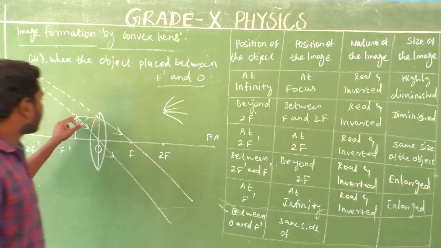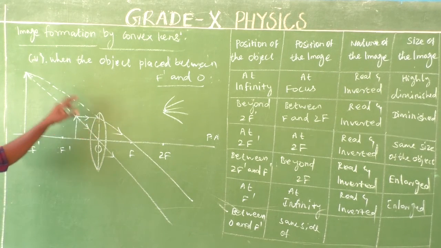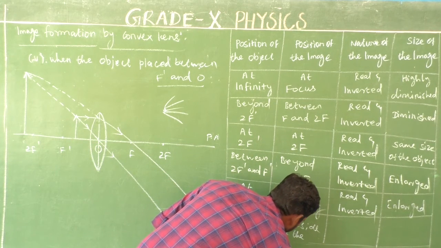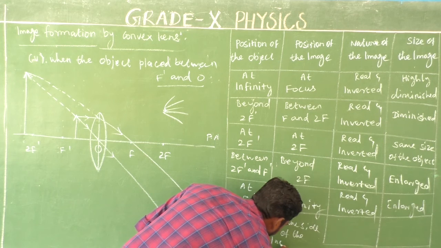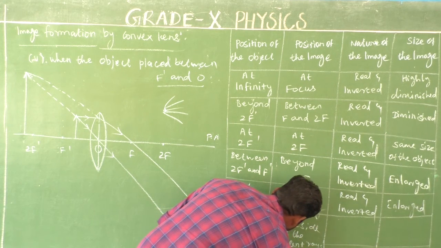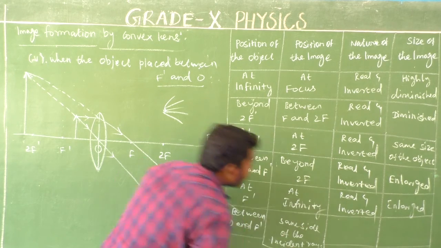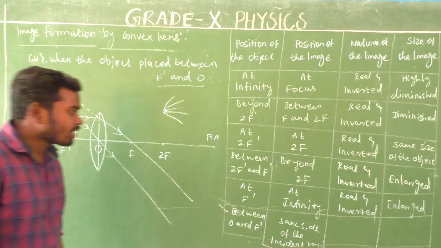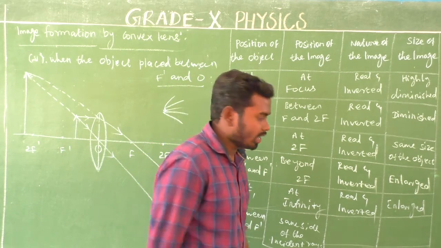Same side of the incident ray. This is the incident ray direction, and the image is also found on the same side of the incident ray. Next one, what is the nature of the image? Whether the image is a real image or a virtual image. This image is a virtual image, because here the image is formed above the principal axis. So that image is considered a virtual image.